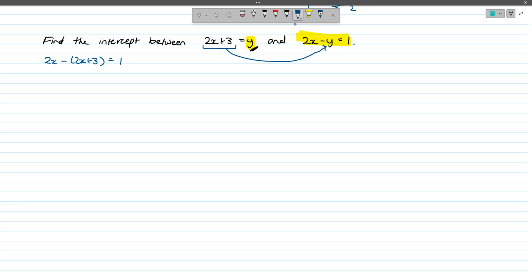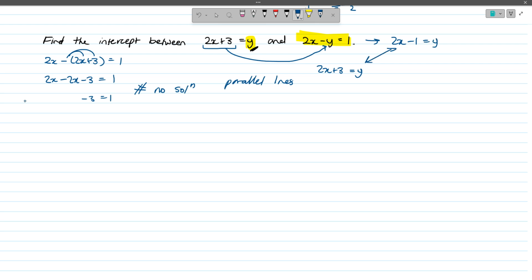From here, we can simply solve for x. This would be 2x, remember to expand this, minus 2x minus 3 is equal to 1. Well, in this case, there's no solution, because we get negative 3 equals 1, which means there's no solution. Sorry, I should have looked at that before, because these are parallel lines. If we look at this, 2x plus 3 is equal to y, and we move that y over and that thing over, you would get 2x minus 1 equals y. They are practically the same.